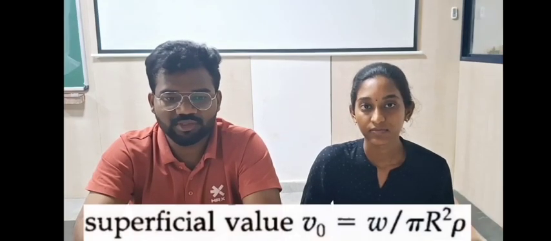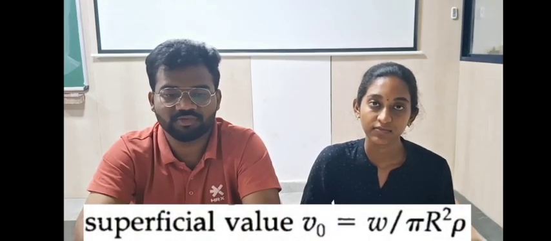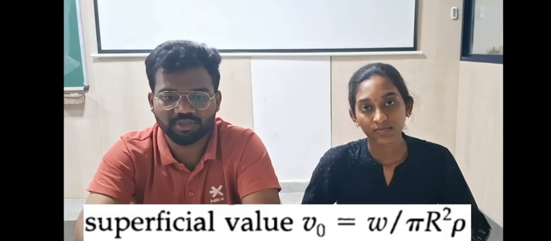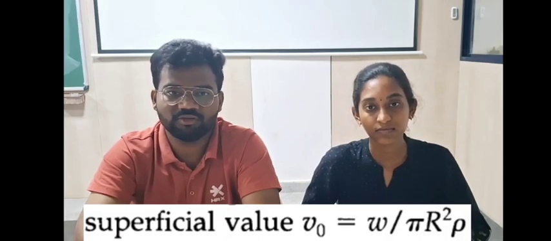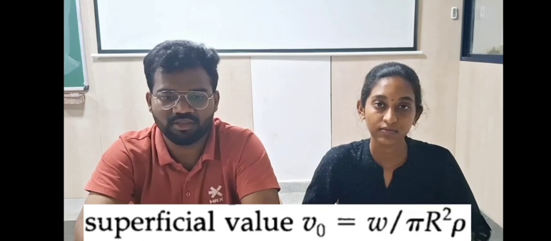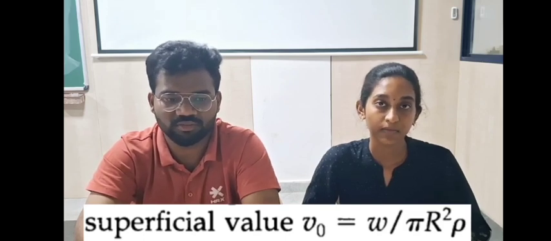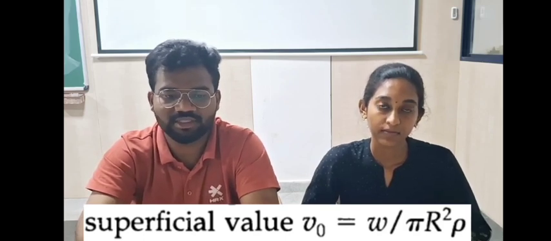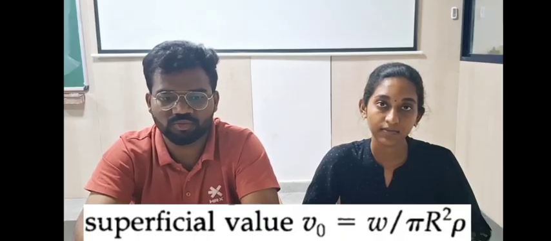When we talk about fixed bed reactor, we will get a term called superficial velocity, where velocity depends on area. Here superficial velocity is denoted by V0, and this is different from actual velocity. Fixed bed contains particles. This superficial velocity means velocity into the reactor without considering the particles.